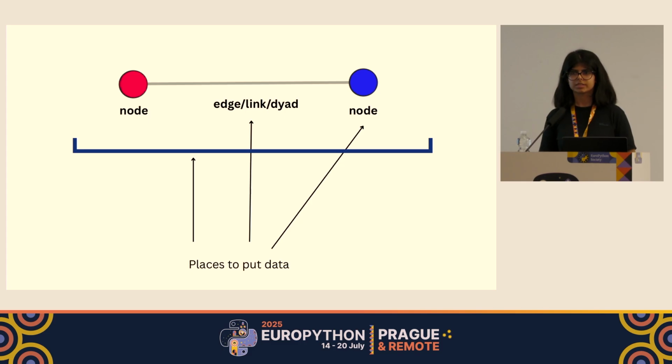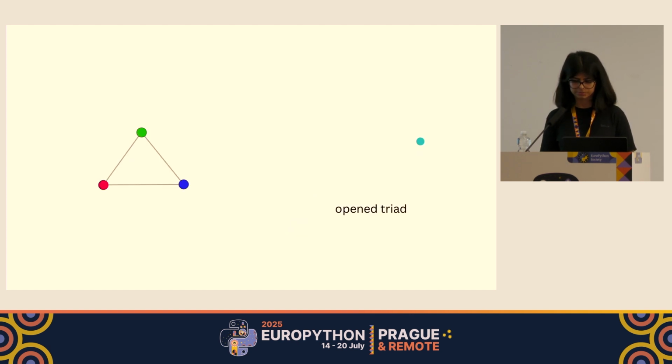In the network science community, at least, we call data on nodes node attributes. We have edge attributes, and we can have graph attributes. Okay, oops, it wasn't supposed to be there. You can ignore it for now.